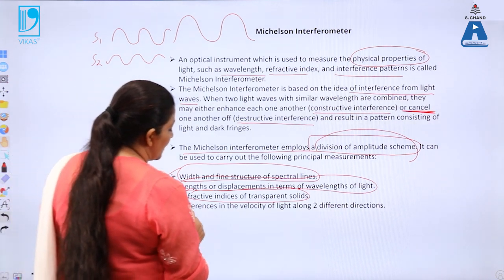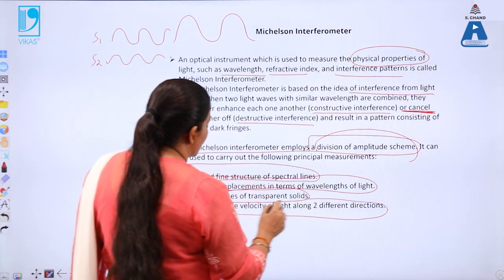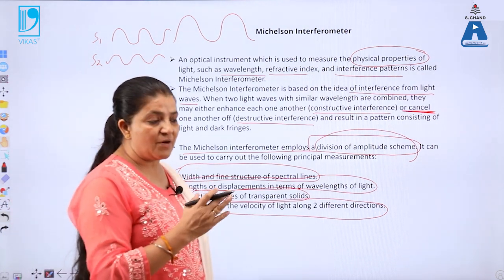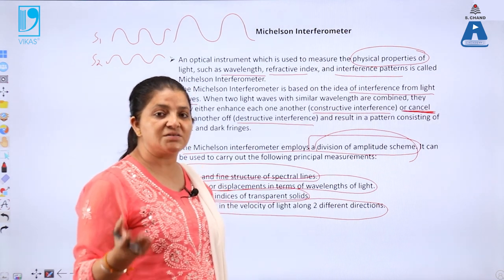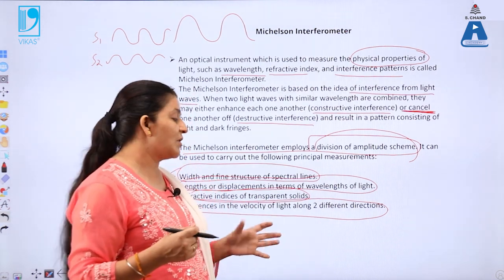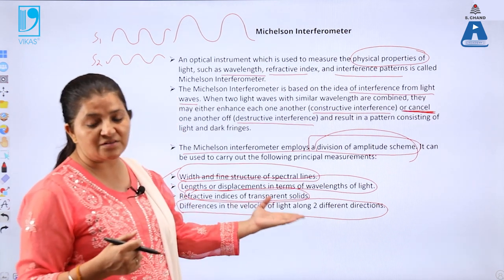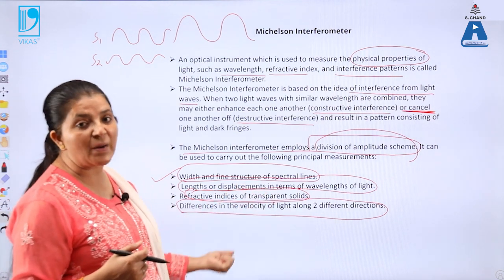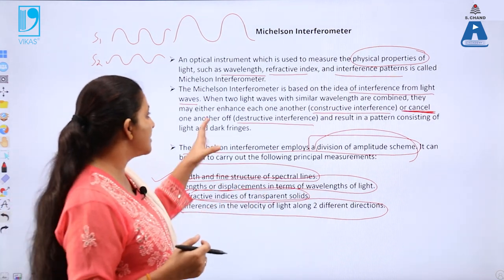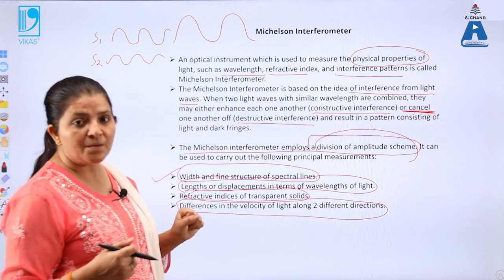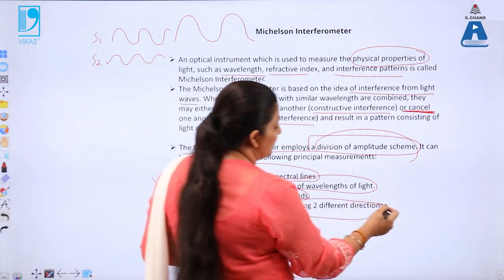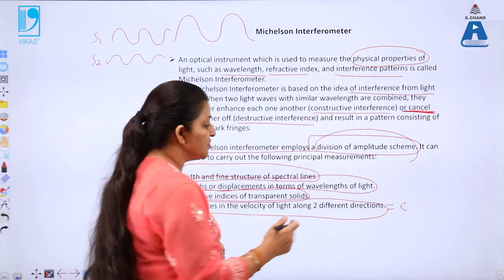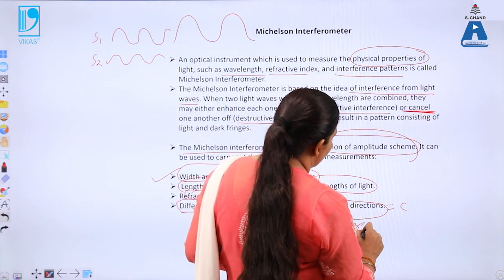And the last one, the difference in the velocity of light in the two directions. We know that when the light is propagating over here, one part of the light is reflected and one part is transmitted. So what will be their velocity in the two directions? Will the velocity of light change depending upon the direction or not? That can also be understood by using the Michelson interferometer. Here we will prove that the velocity of light remains constant always, that is equal to c, which is equal to 3 into 10 raised to the power 8 meters per second.